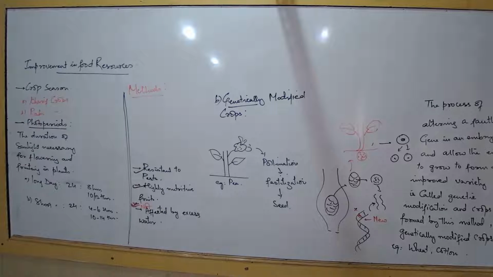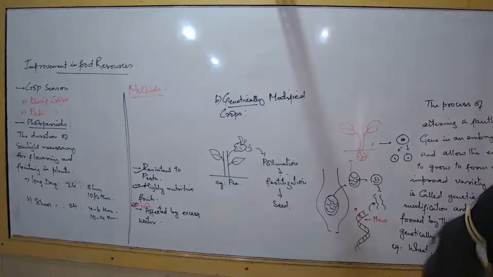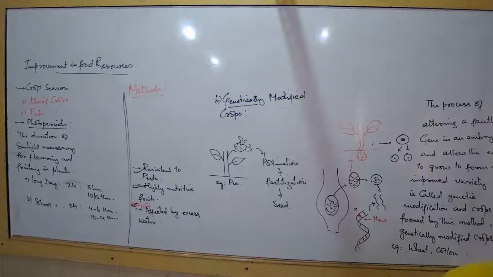Now we talk about something more. Look at this part of your volume: the factors for which variety improvement is done majorly. Now we talk about those factors. I had given you examples.